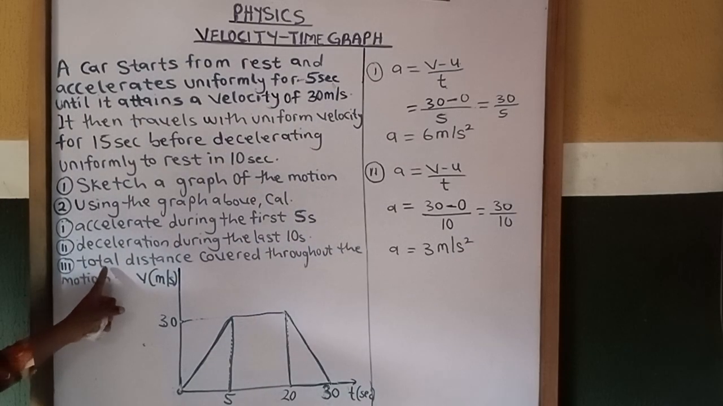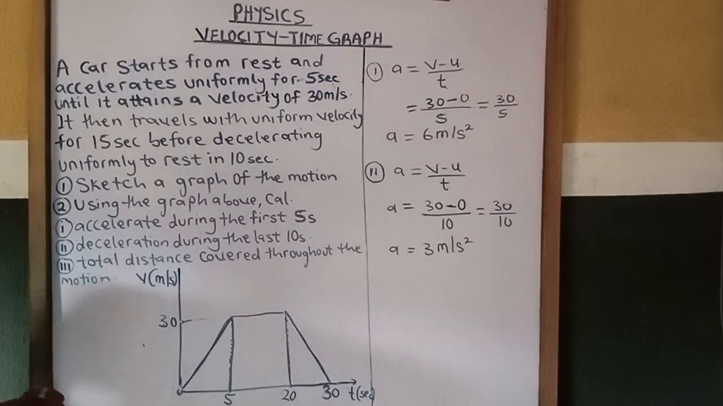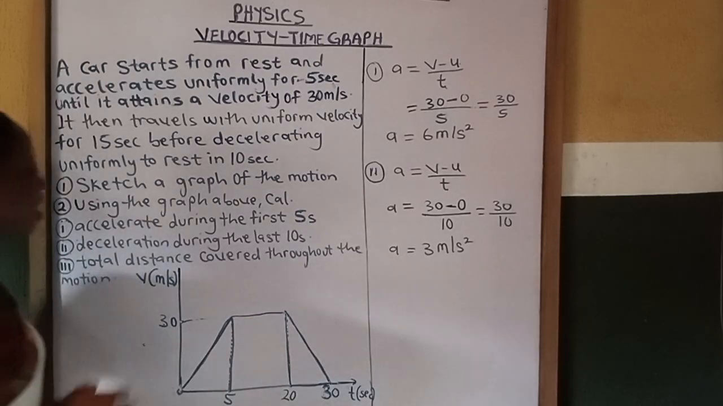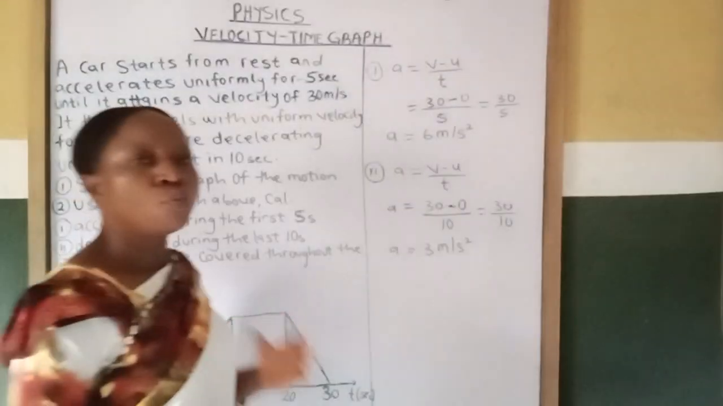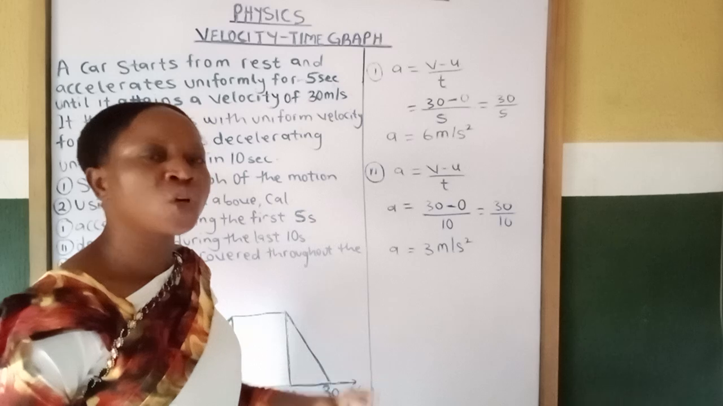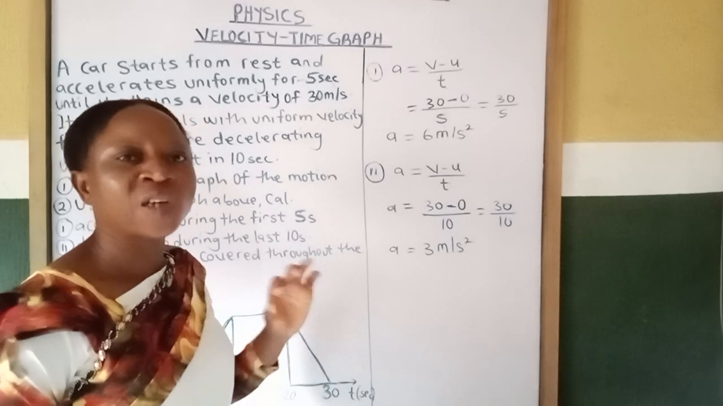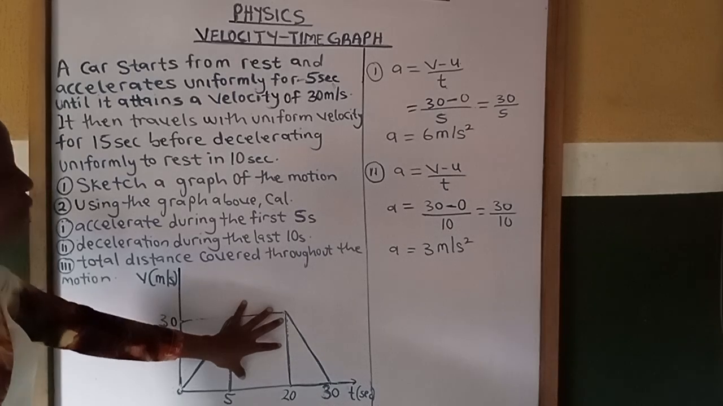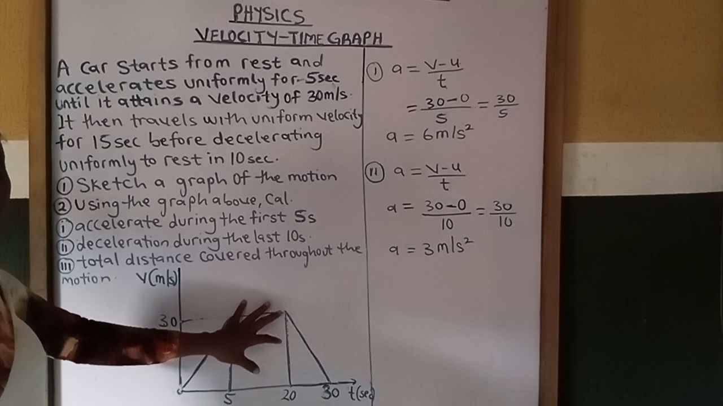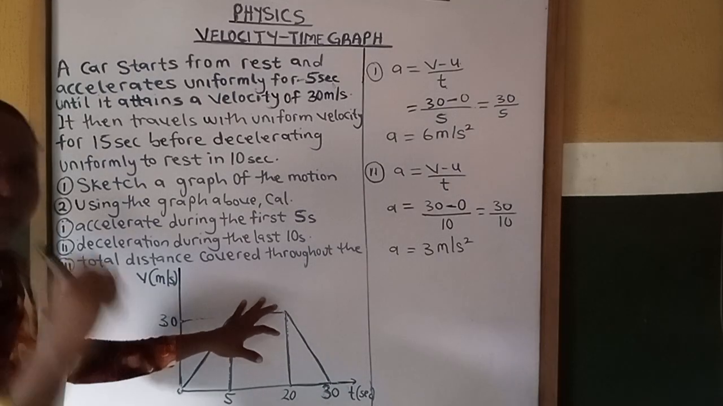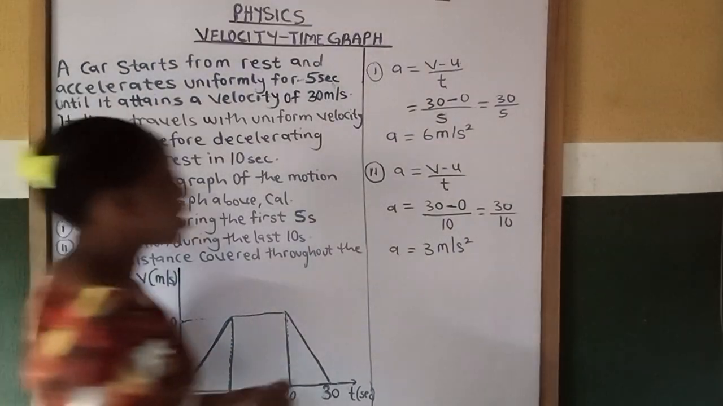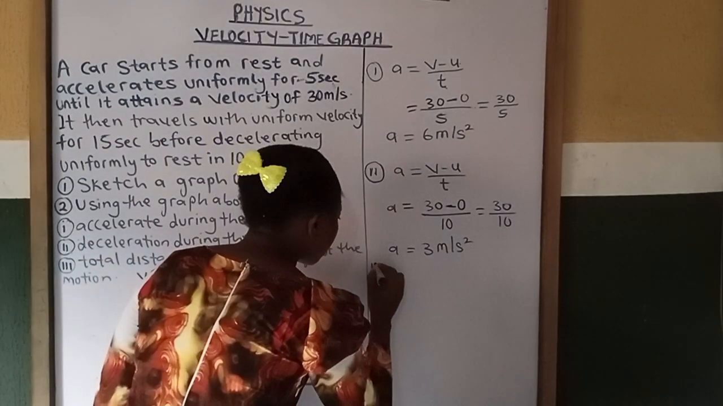Then let's move to Roman figure 3. We are looking for the total distance covered throughout the motion. To calculate the total distance covered on a velocity-time graph, you are going to use the shape that appears on the diagram. So the total distance covered is equivalent to the area of the shape that appears on the diagram.